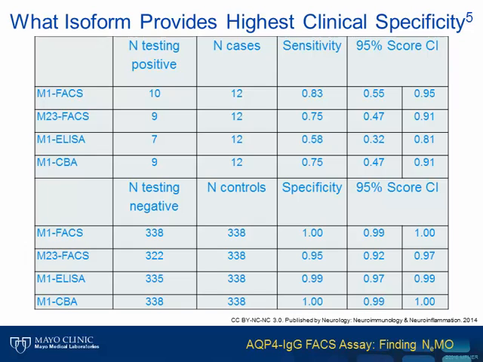But what you can see is that when using M23 FACS, you lose specificity. We drop from a specificity of 100% to a specificity of 95% when using the M23 FACS. We suspect that this may be due to the fact that M23 is expressed as higher order arrays on the outside of the cell, and these may be more sticky or result in some non-specific binding.